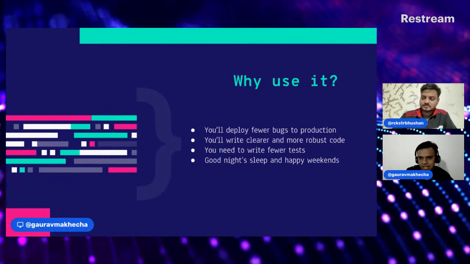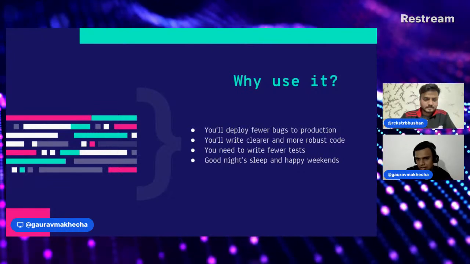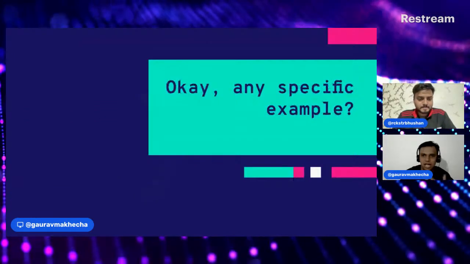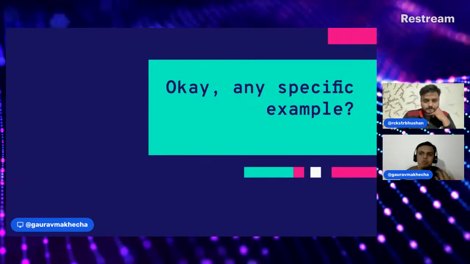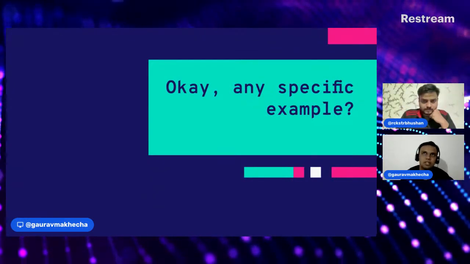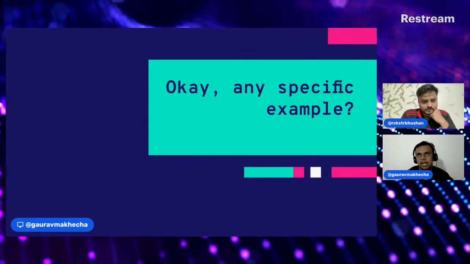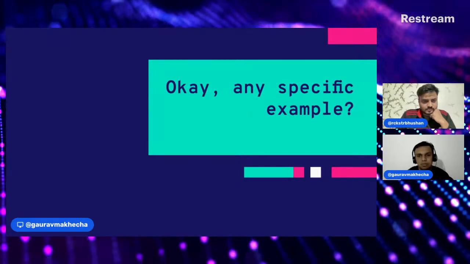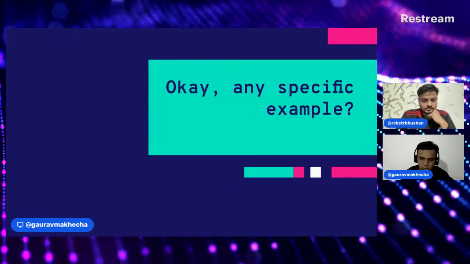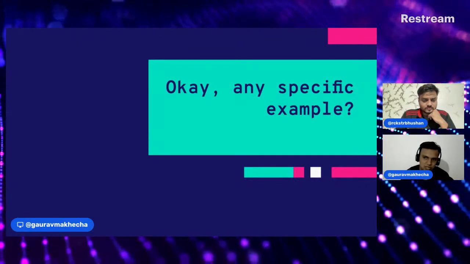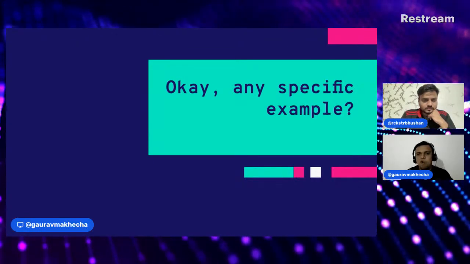Anyway, coming back to the point, all this looks good, and we all want to deploy fewer bugs and write clean code, but how is it going to happen? So let's have a very specific example of what kind of bugs static analysis can detect, or how it can help us with whatever we are doing now. If we start using static analysis and make those extra efforts, how will it help?